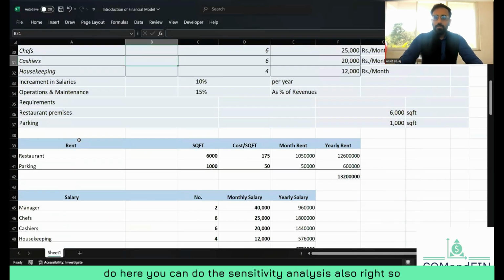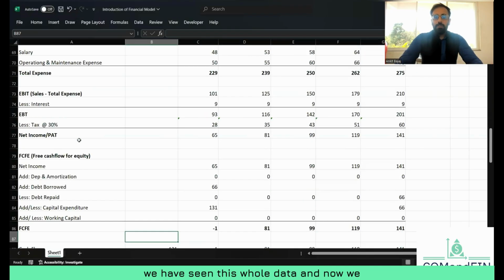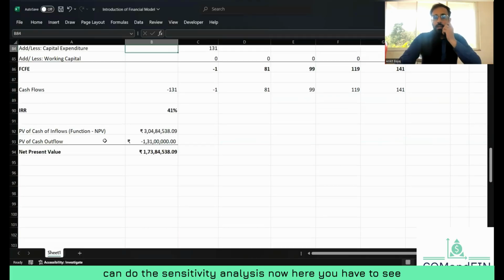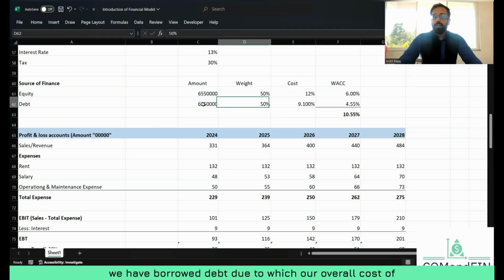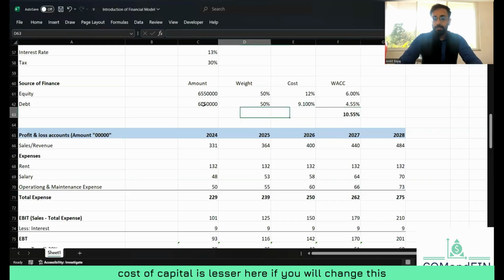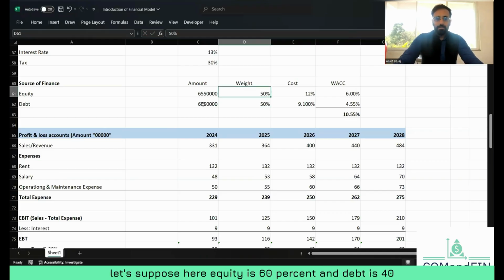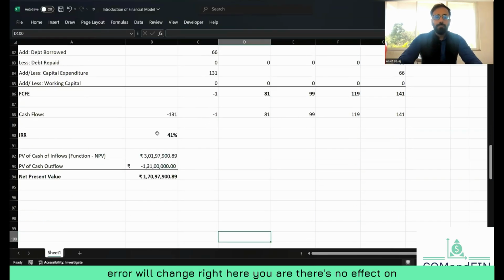Now, what you can do here is the sensitivity analysis also. We have seen this whole data, and now we can do the sensitivity analysis. Here you have to see that we have borrowed debt, due to which our overall cost of capital is lesser. If you change this proportion, let's suppose equity is 60% and debt is 40%, you will find that our IRR will change.